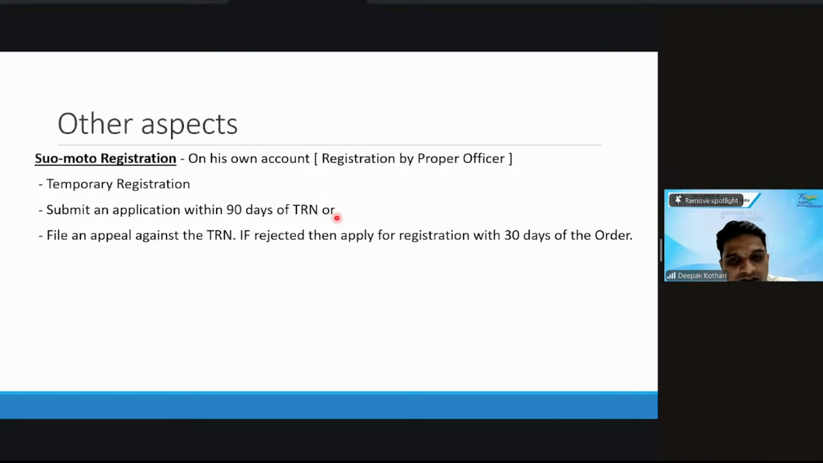So TRN is temporary registration number. Yes, TRN is temporary registration number.